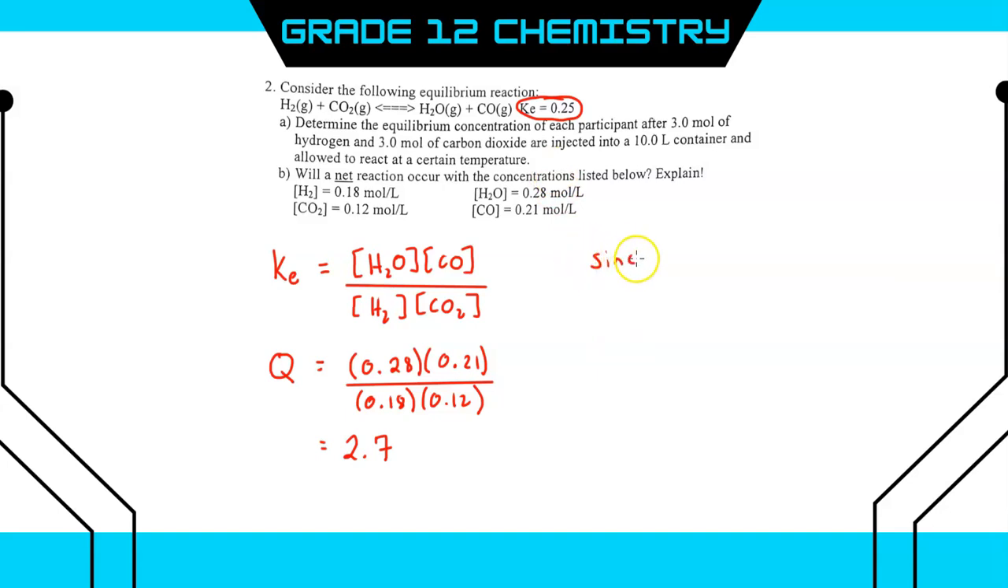And since this value for Q is actually greater than the value for Ke, we're going to get a reverse reaction. If Q was less than Ke, we would have got a forward reaction.